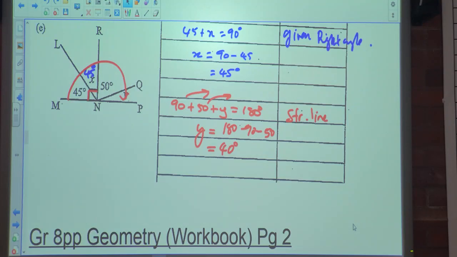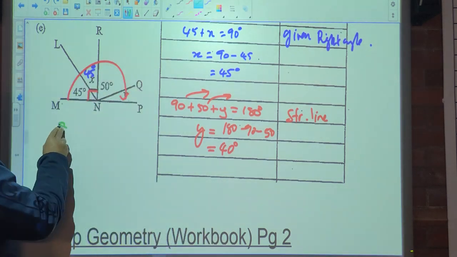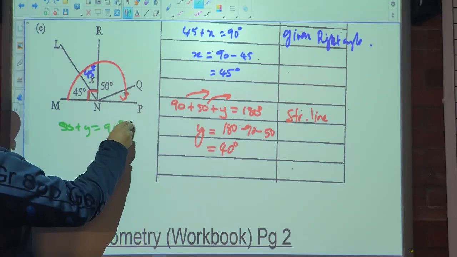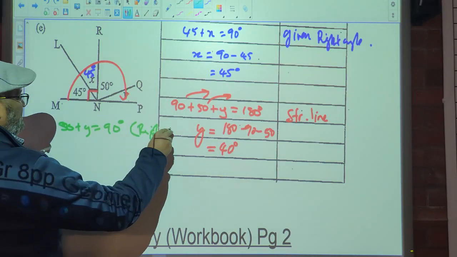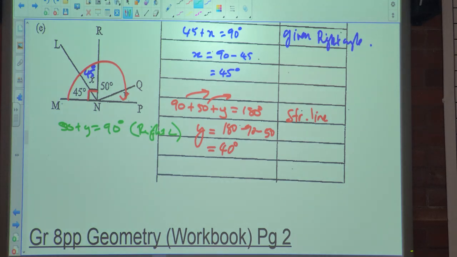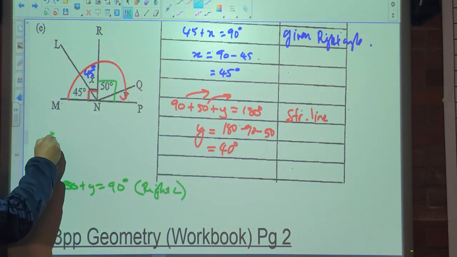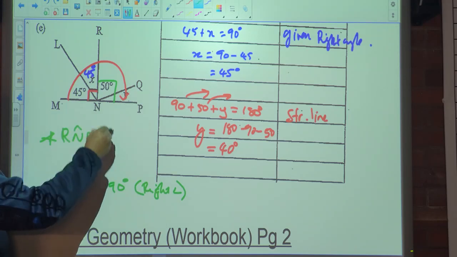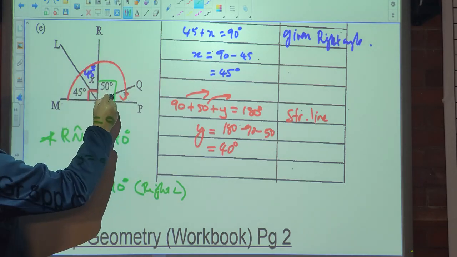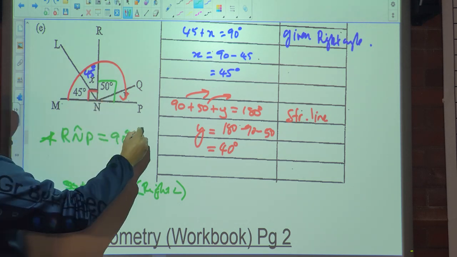Right, yes, Michael. She says, why didn't I say 50 plus y is 90? It's a right angle. You all agree with that? Who disagrees? Why? There's no 90. You're assuming it's 90. What you could have said first is that angle RPQ, this angle here, is 90. Why is this 90? Because that is 90, so it's a straight line.